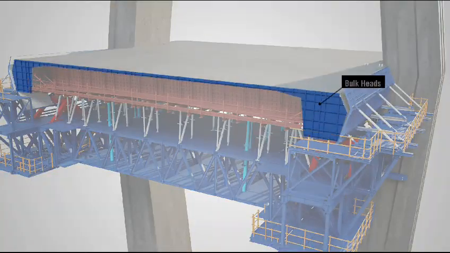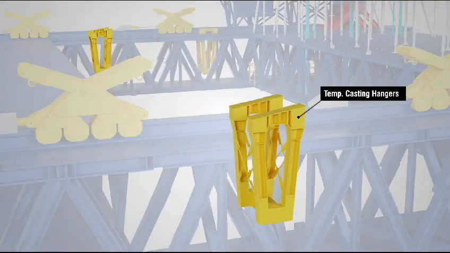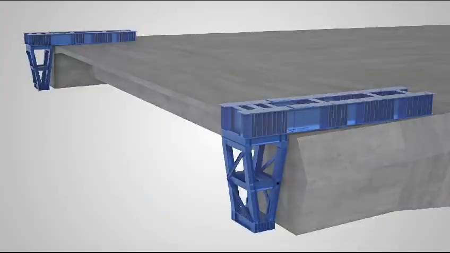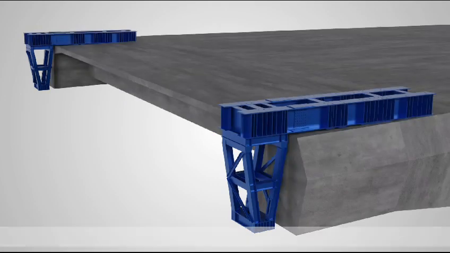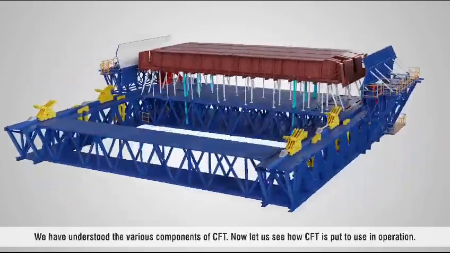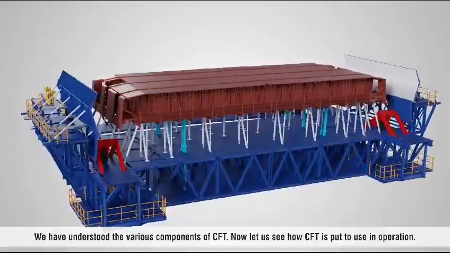the bulkheads, the temporary pylon brackets, the temporary casting hanger, the temporary launching hanger. We have understood the various components of CFT. Now let us see how CFT is put to use in operation.